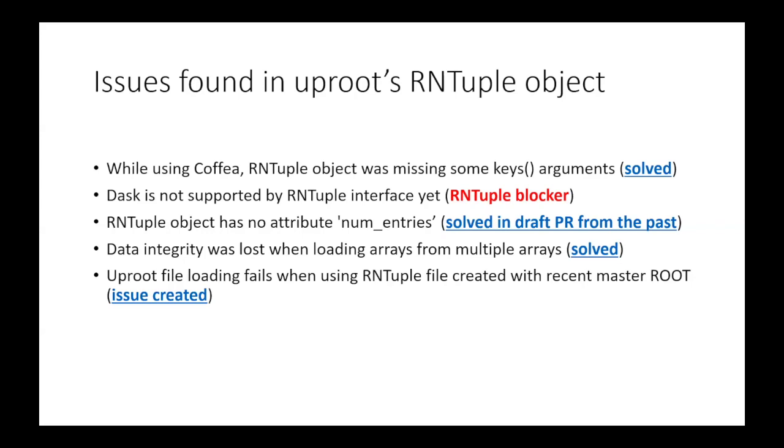RNTuple object has no attribute, no entries. This was already solved by another developer in a draft PR. I just had to test this PR. Data integrity was lost when loading arrays from multiple clusters. This was solved, and this took the most time, and it felt like it was an important solve. And the last one, uproot file loading fails when using RNTuple files created with recent master ROOT. An issue in GitHub was created for this problem.